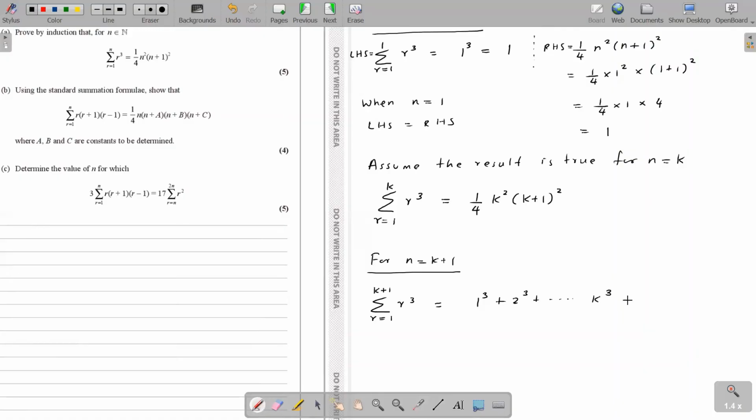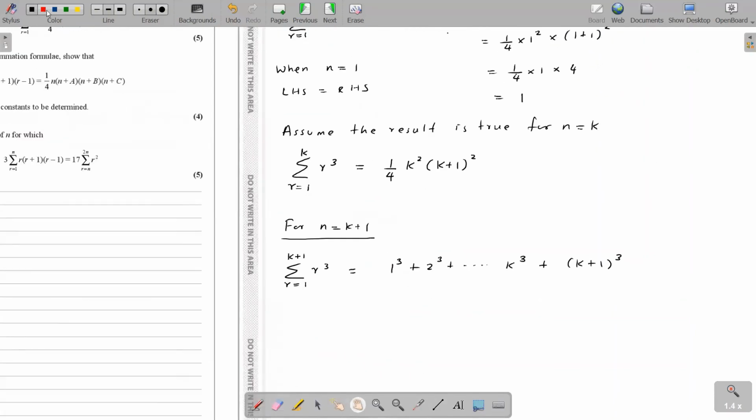It's k, right? So k cube, the last term is k plus 1 cube. This is the summation, right? Summation is you keep on adding. Who is this guy? 1 cube plus 2 cube plus 3 cube until k cube. This is the summation of r cube from 1 to k. Do you agree that this is the summation from 1 to k? So that answer we already have, we have assumed that result.